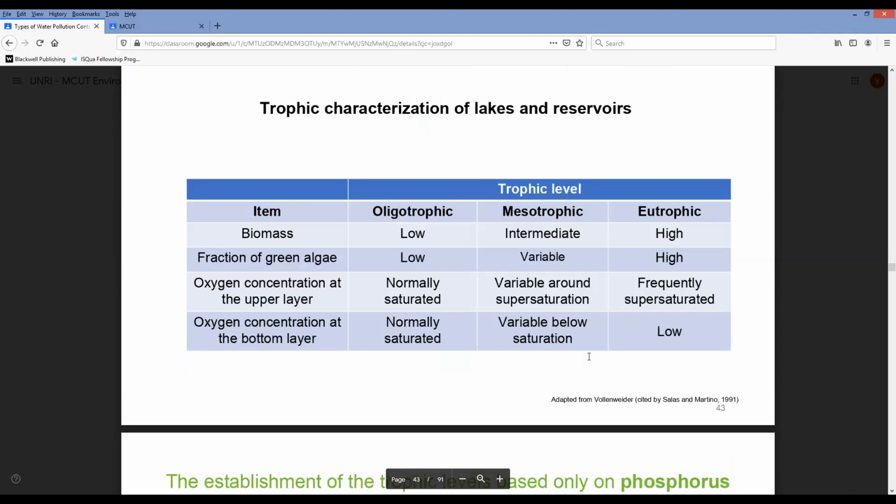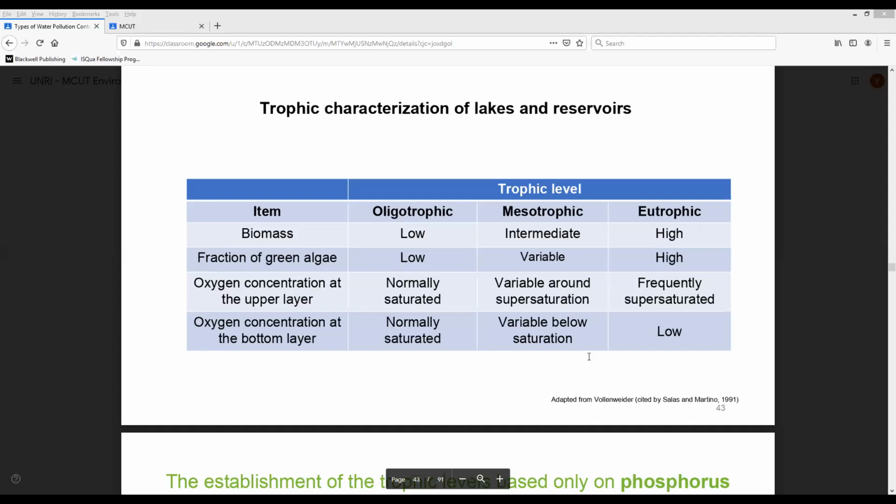And then this is the trophic characterization of lake and the reservoir. Okay, and then the first item is called biomass. For the biomass in the oligotrophic, it is very low. However, in the eutrophic, it has a very high level of biomass. And on the other hand, the green algae in the eutrophic also has a very high level.